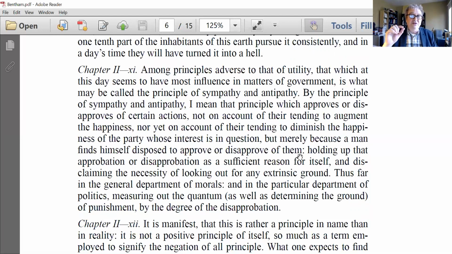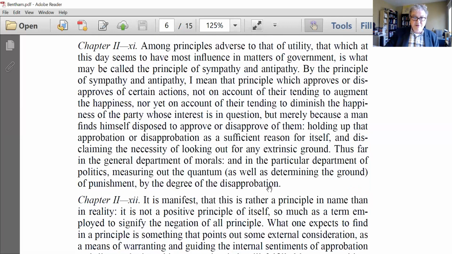So this is different than utility. Utility is trying to follow a rule whereby one tries to increase the net aggregate of happiness for the most people and reduce the most amount of pain. Whereas with sympathy and antipathy, if we lived by such a principle, we would only help things that we liked, that we just had feelings of liking towards, and the opposite for antipathy.